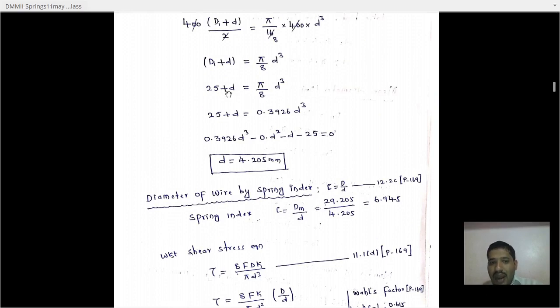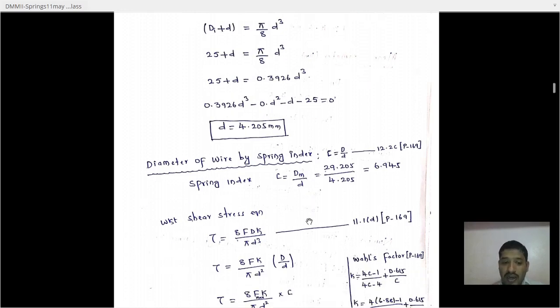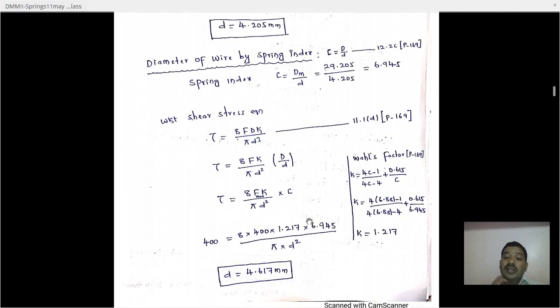If you add 25 plus 4.205, you will get 29.205. So dm equals di plus d, where di is 25 and d is 4.205. If you add, you get the mean diameter. The mean diameter is 29.205 divided by small d, which is 4.205 mm. If you divide, you get 6.945. Then you will get the value of the spring index, 6.945.